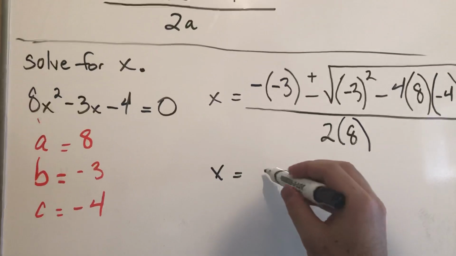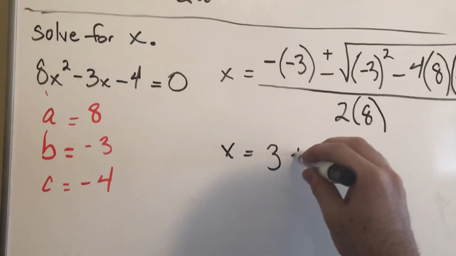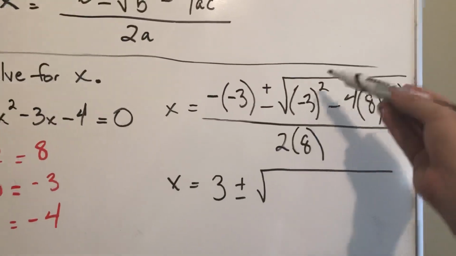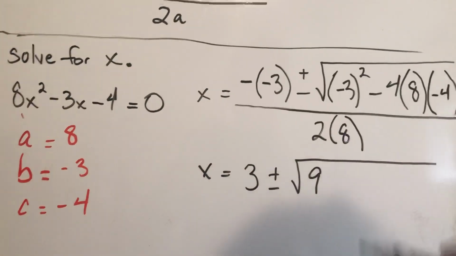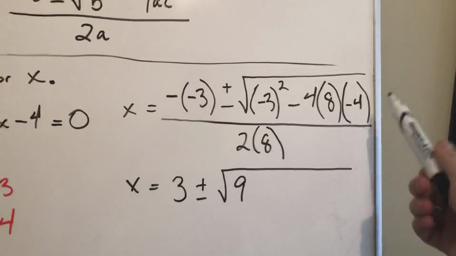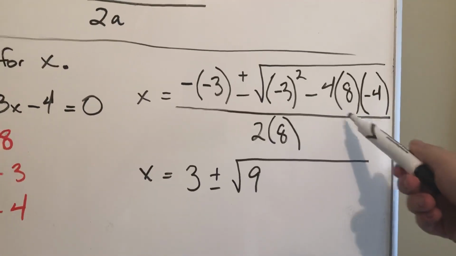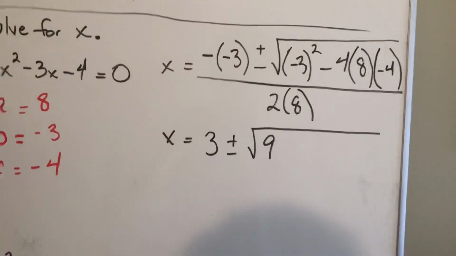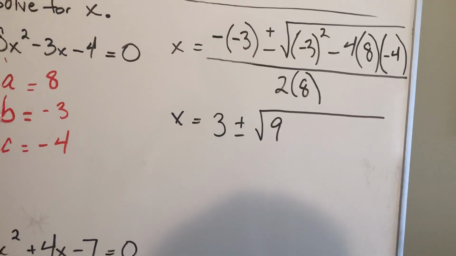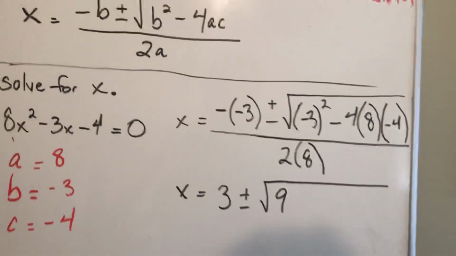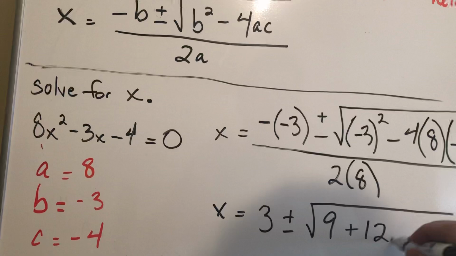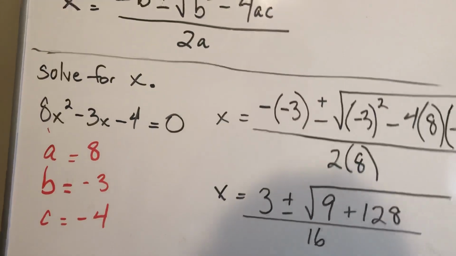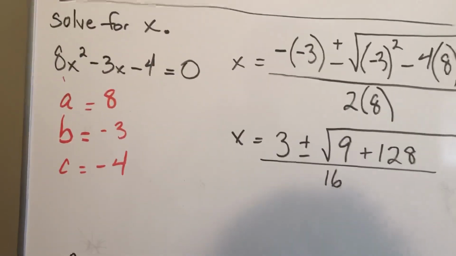Like I said, double negative outside, so we're going to make that positive 3. Plus or minus. Negative 3 in parentheses squared is positive 9. Now I'm going to probably use a calculator for this part. So it's negative 4 times positive 8 times negative 4. Now there's two negatives, so it's going to ultimately give me a positive. Let's use our calculator for that. And we get 128. 2 times 8 in the denominator is 16. We have at least one more step to simplify here.